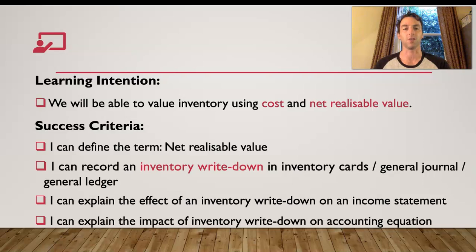So this will be your success criteria. You will be able to define the term net realizable value. You'll be able to say, I can record an inventory write-down in inventory cards, general journal, and general ledger. You'll be able to explain the impact of an inventory write-down on an income statement and on the accounting equation. So pretty standard success criteria, but what we really need to do is understand what we mean by net realizable value.